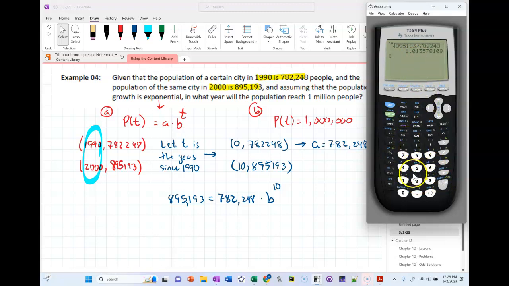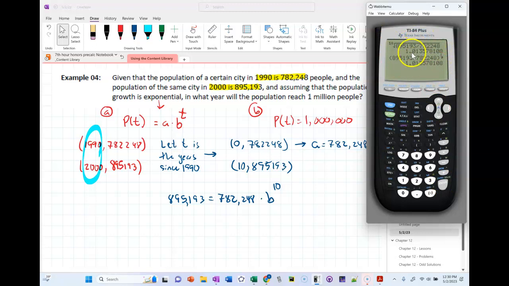Or I could have just taken that division problem. This is the way that I prefer to do it: 895,193 divided by 782,248, and raise that to the 1/10th power. I like doing that because it's all on my keyboard. I don't have to go through any menus. But I get the same number either way.